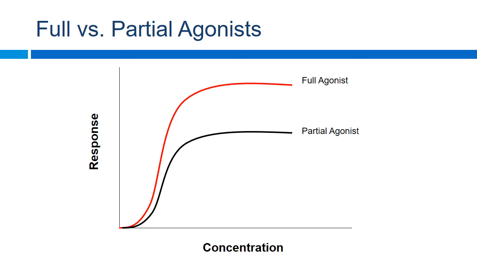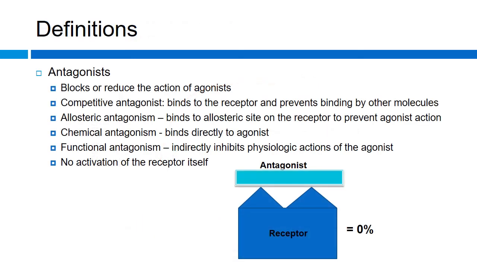Almost like a plant nut myself. Great segue. On the flip side of that, we have antagonists, which are going to bind to a receptor but actually don't activate it at all. Okay, so it'll block or reduce the action of other agonists from coming in and binding to it.